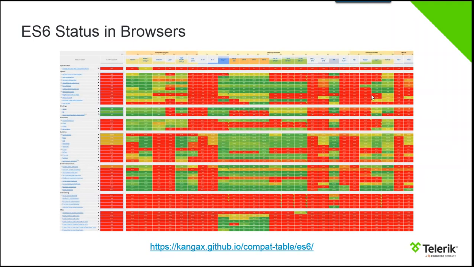So this is the table. If you go to that table, you can actually take a look at that. And as I said, not many greens there, right? It's too many reds there. That means the browsers are not yet ready. So how do I use it, right? So we'll see at the end what you can do.